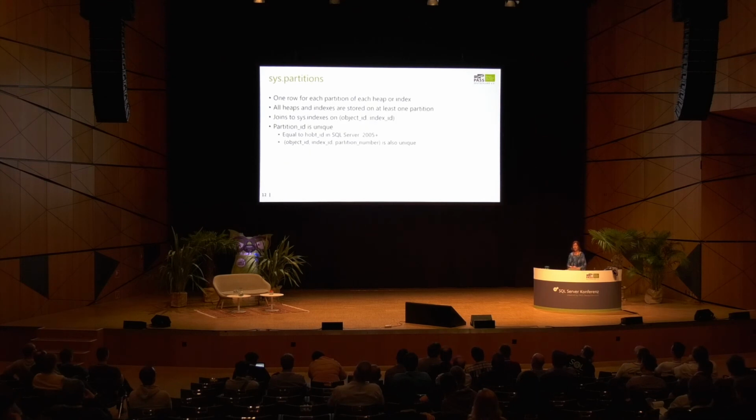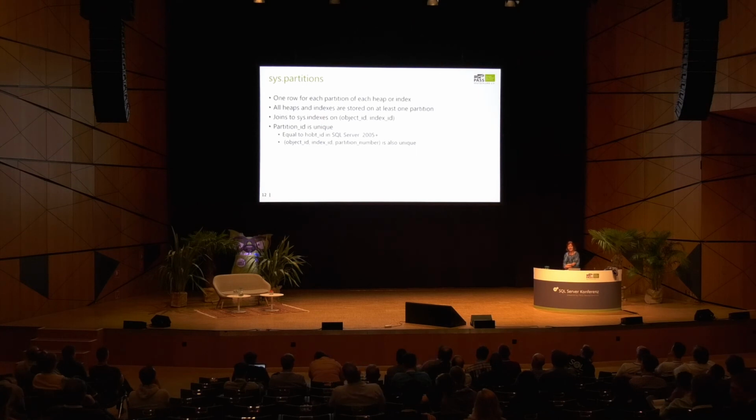And then we have a view called sys.partitions. Each table or index always has at least one row in sys.partitions. Even if you don't know anything about partitioning, every time you create a table, you get a row in sys.partitions. It's assumed a table is on a single partition unless you say otherwise. And so there's a join between sys.partitions and sys.indexes. It's a composite join on both object ID and index ID. We're going to see this in an example in just a minute.